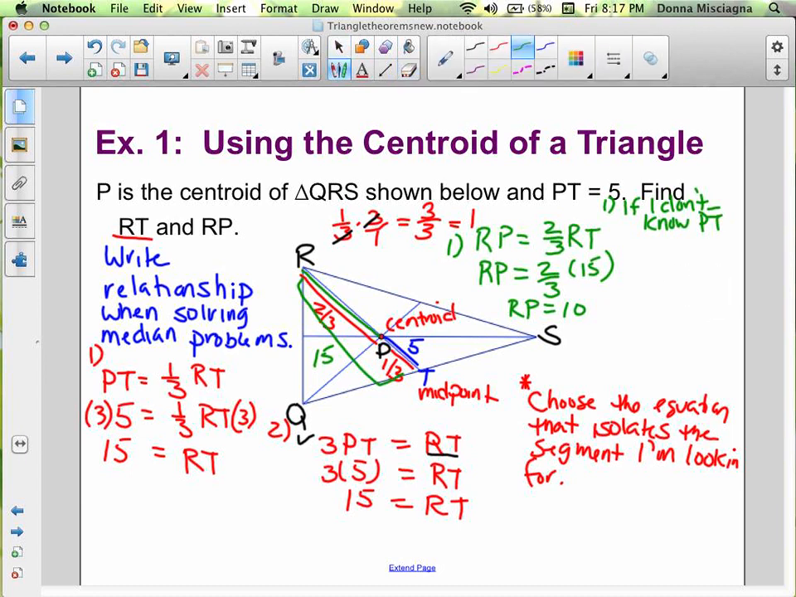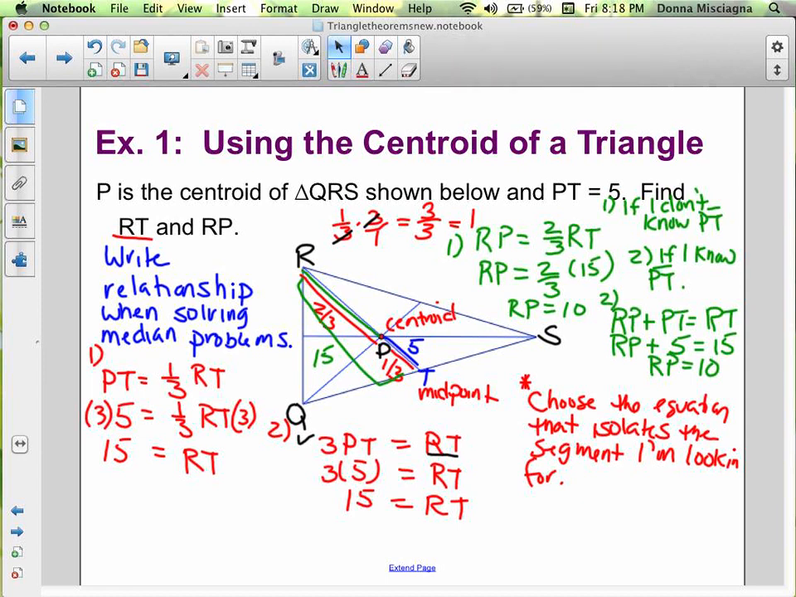This is my second method, and this is if I know PT. So if I know PT, I know what RT is. Notice that together, RP plus PT equals that whole segment RT. The one I don't know is RP. I was given PT is 5. We found RT, and that's 15. If I subtract 5 from both sides, RP is 10. So I tend to use method number 2 if I know the other segment. I just subtract.